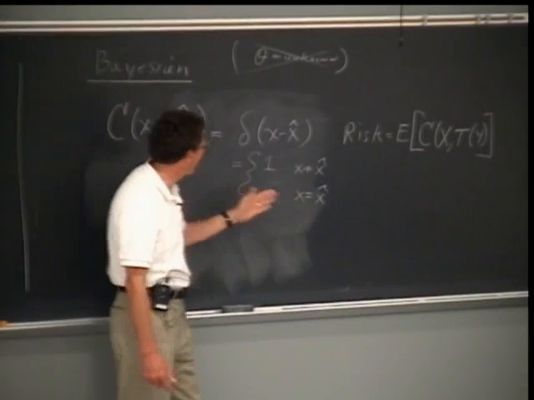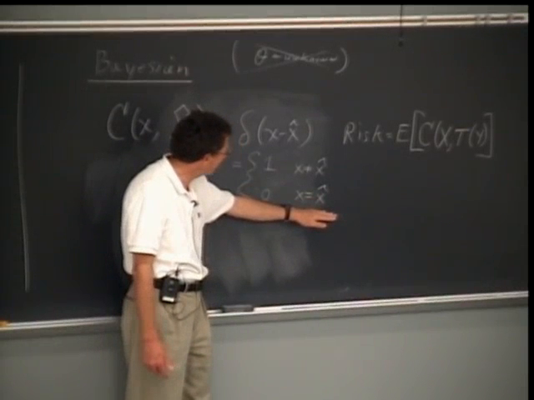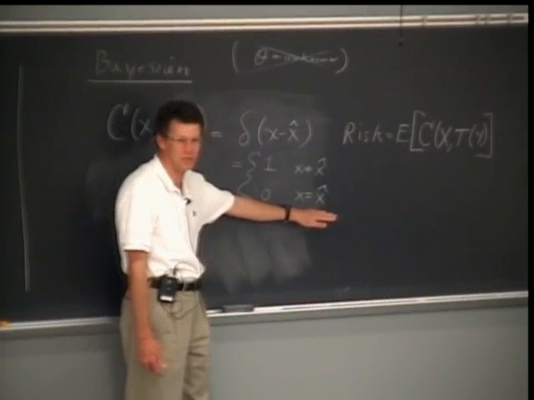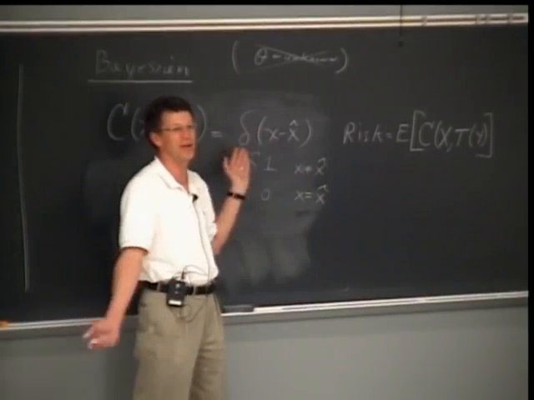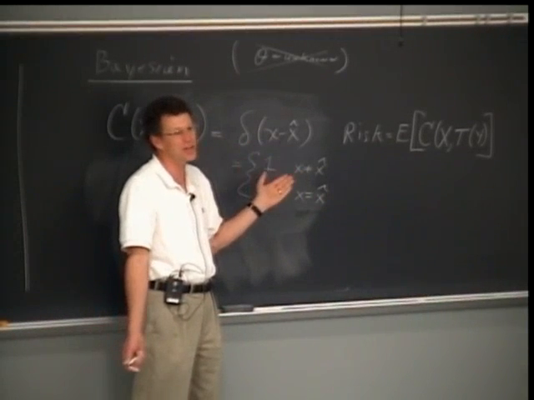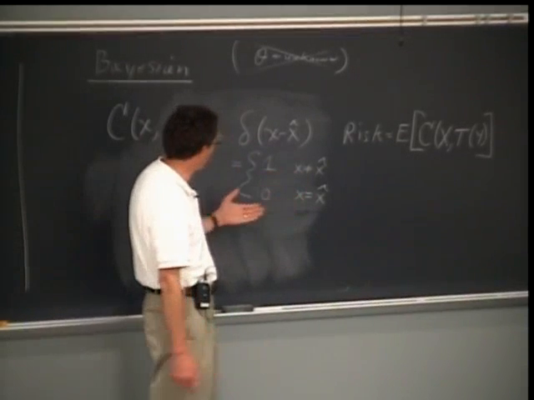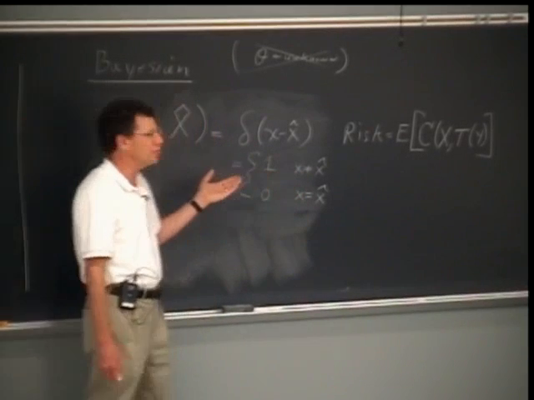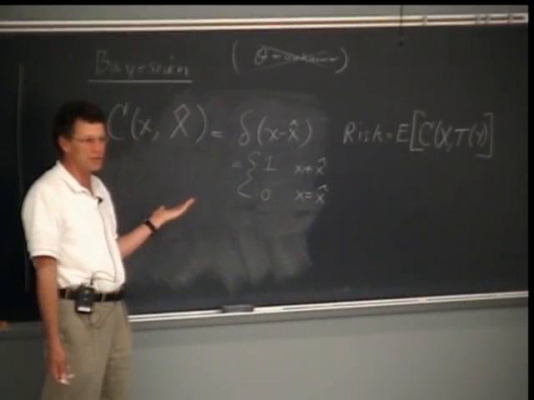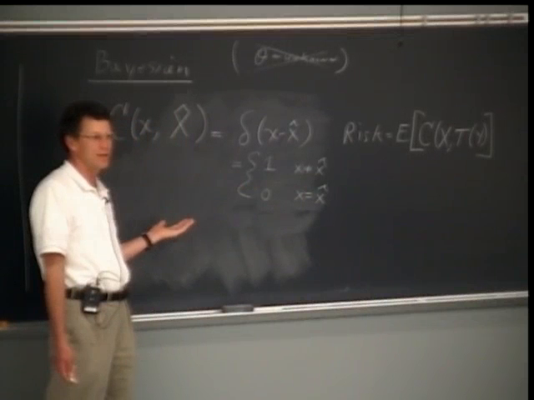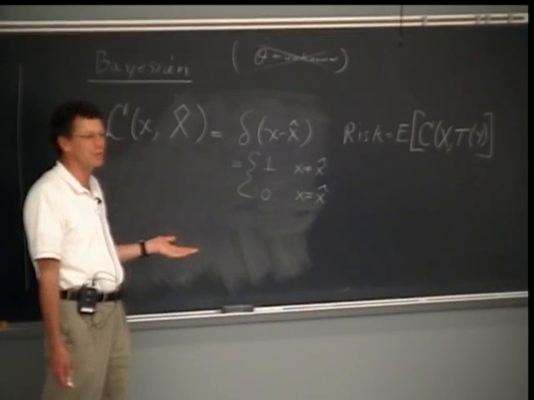Okay, anyway, getting back to the theme of this course, this is kind of extreme, because you're either exactly right or no one cares. In practice, usually close is a whole lot better than really far off. So this is a really bad cost function, a horrible cost function. Maybe it's good for binary transmission. For most things, it's really bad.